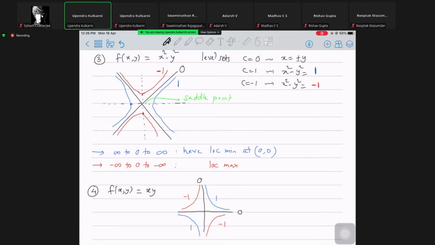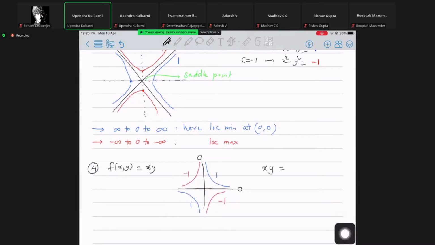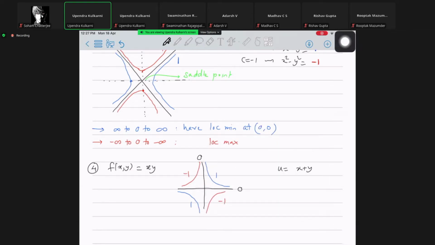So xy, I can think of it this way. Let's say the following. So I'm going to make a substitution. Let's say that u is equal to x plus y and v is equal to x minus y.